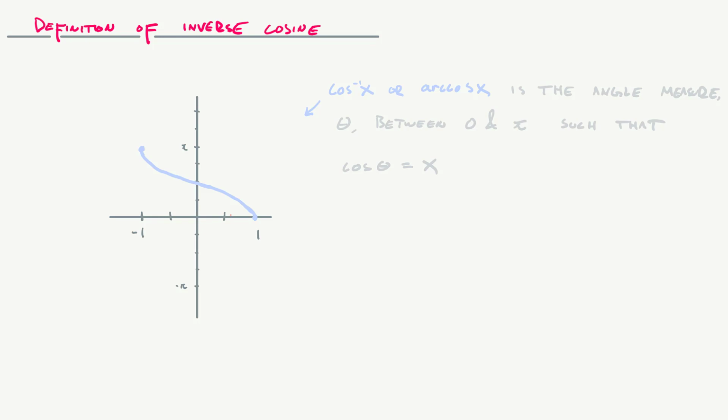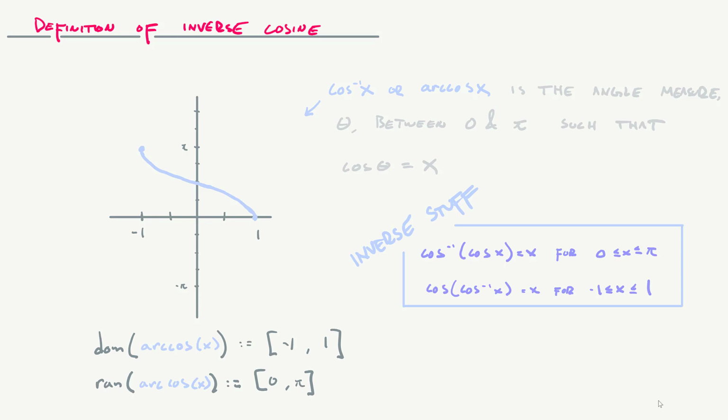I'll just read this. The arc cosine is the angle measure theta between 0 and pi such that the cosine of theta is equal to x. The domain of arc cosine is negative 1 to 1. The range of arc cosine is 0 to pi. So again, we get no negative outputs. And then, of course, all this inverse stuff is still valid, but only between 0 and pi for when you're taking the cosine inverse of cosine of x. That's going to give you x only in these cases. And the cosine of the cosine inverse of x is going to give you x, but only if you're plugging in things from negative 1 to 1.